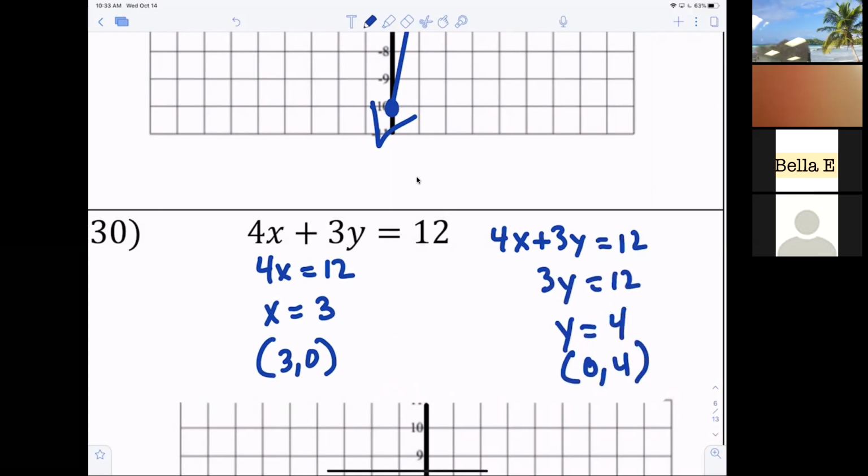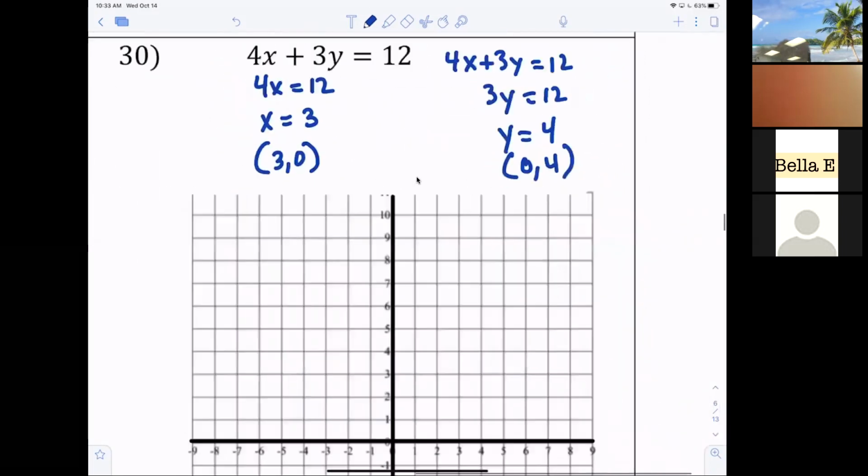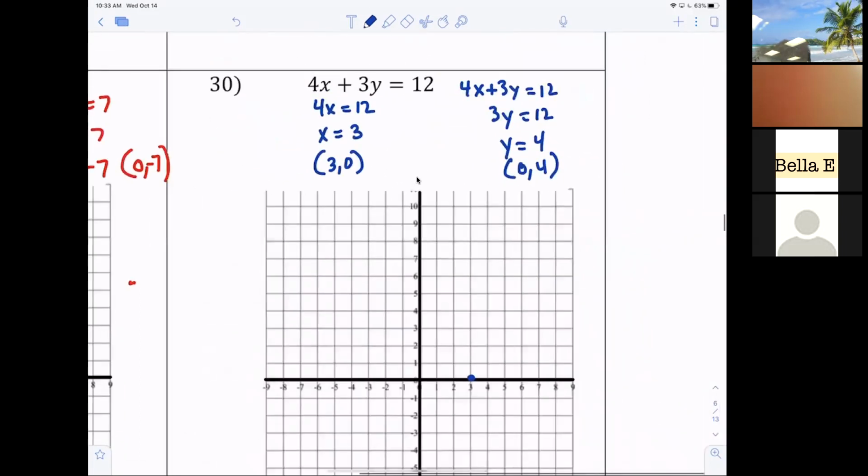All right, when I plot those points, I get what? (3, 0). Be careful. (0, 4). I have this line ready. Anybody have any issues? That's good? All right, now let's continue on.